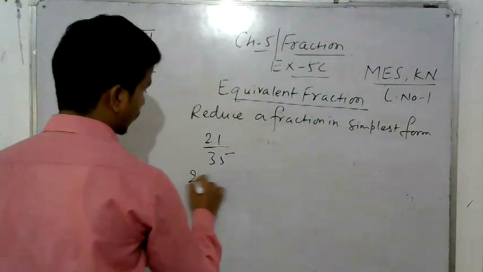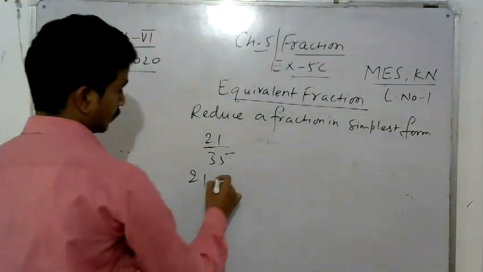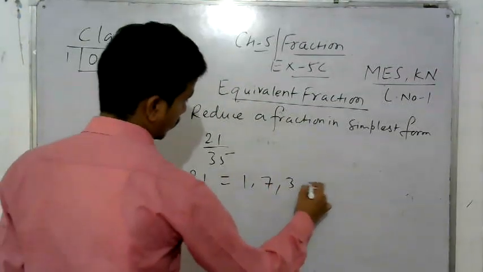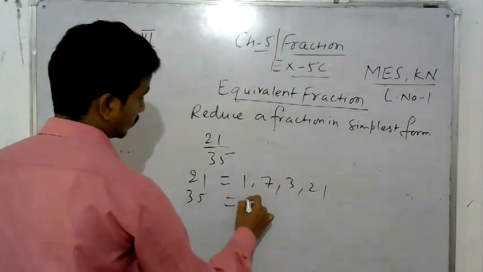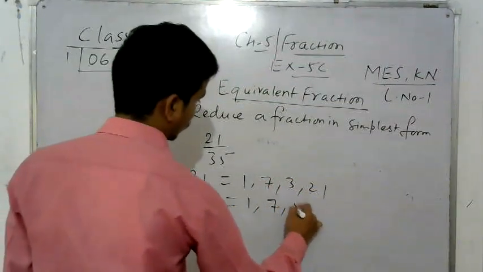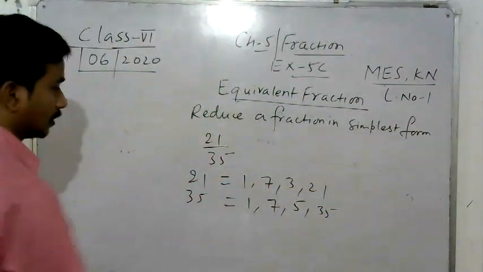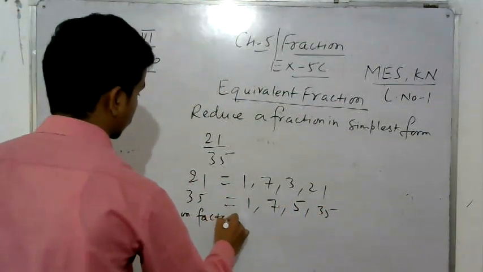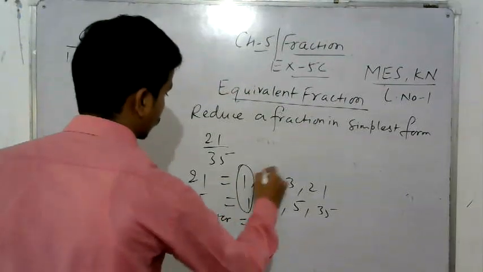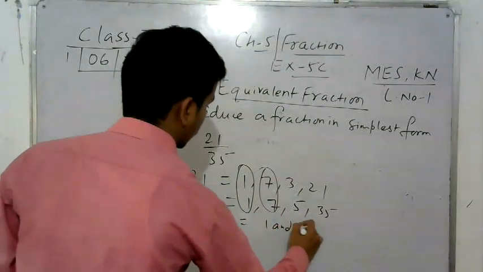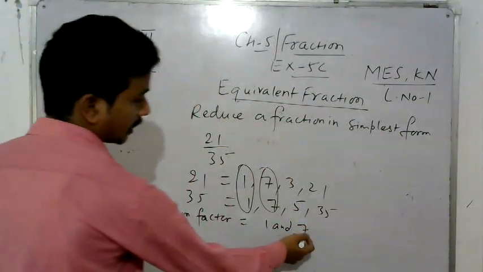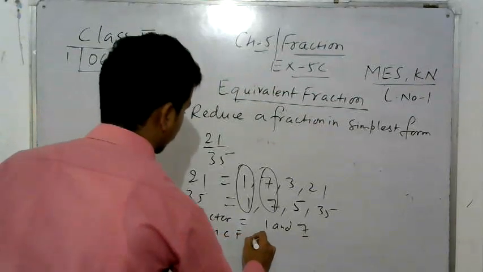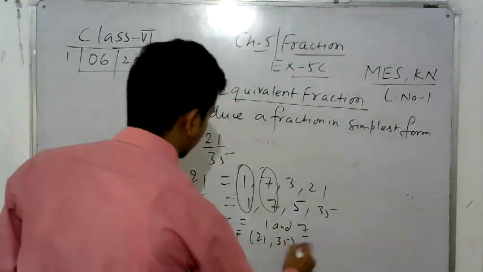First of all, find all the factors of 21. All the factors are 1, 7, 3 and 21. What are all the factors of 35? 1, 7, 5 and 35. Now what are the common factors? Common factors are 1 and 7. Which one is highest? Highest is 7. So therefore the HCF of 21 and 35 is equal to 7.